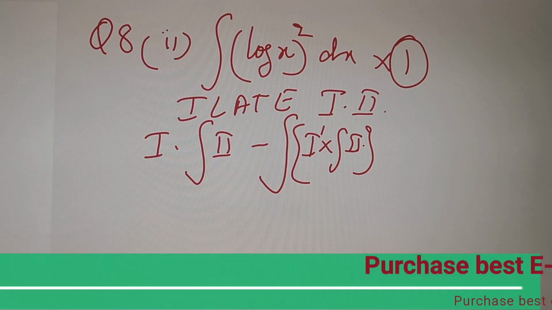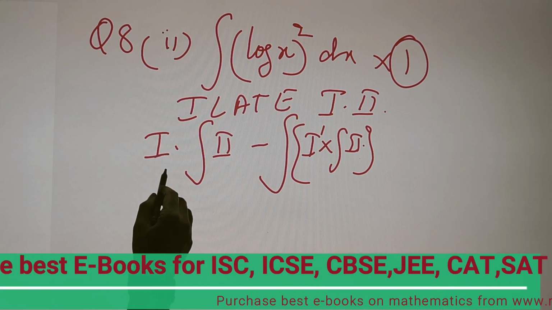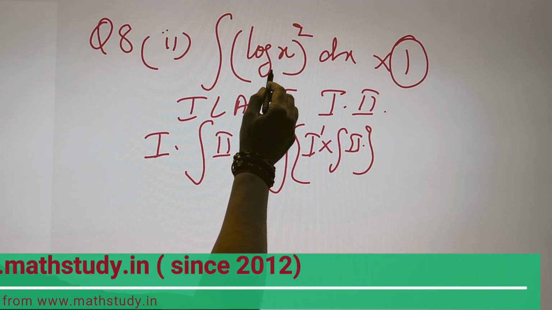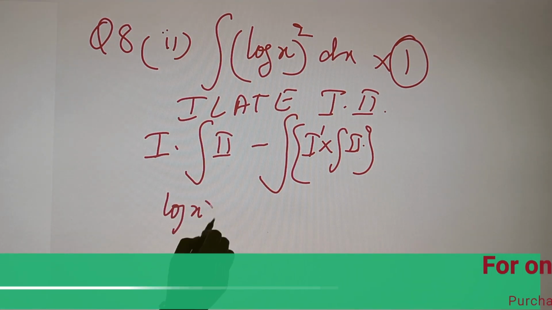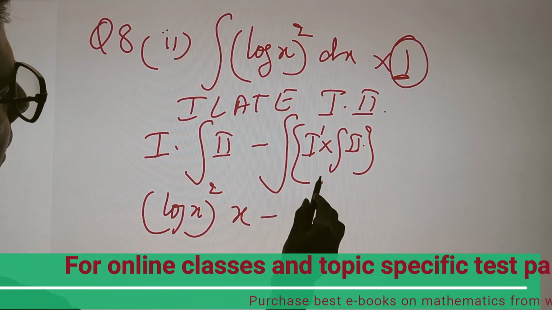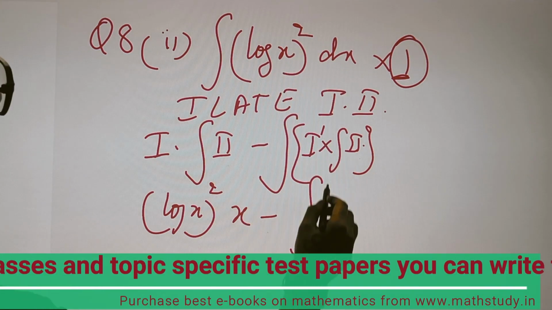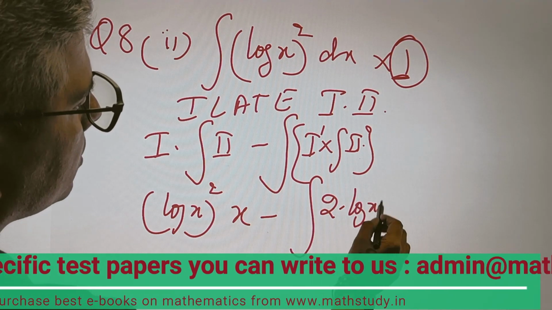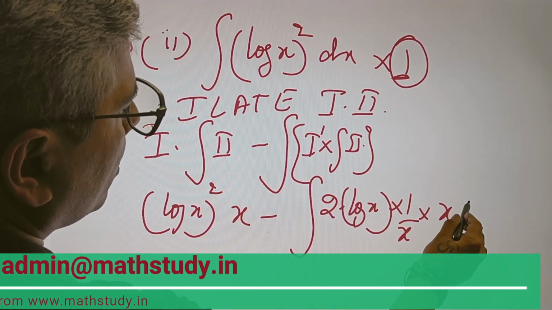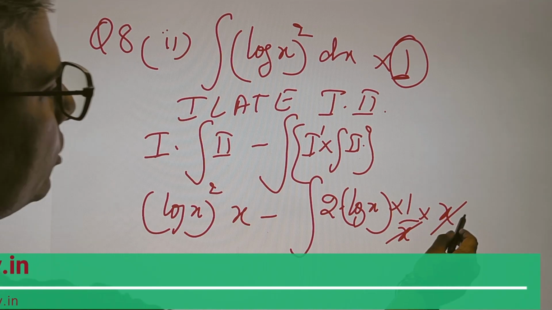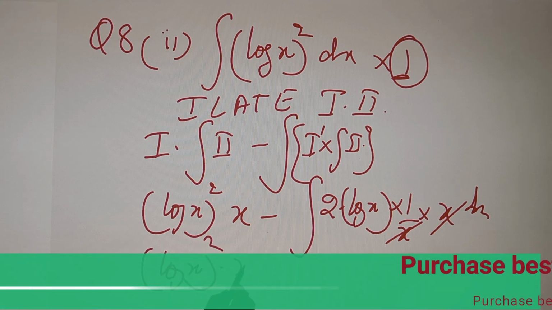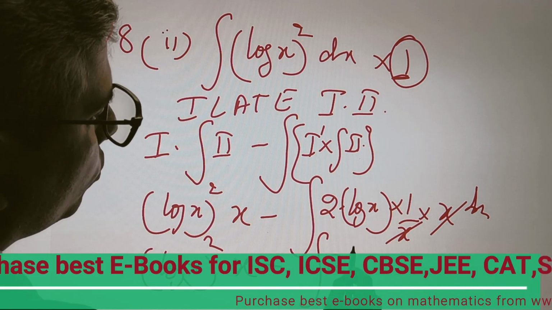Now let's start. So here we have to consider the first function as log x whole square, because we have its derivative available. So log x whole square into integration of 1, we have substituted 1 here, which will give you x, minus integration of derivative of first, that is log x whole square, the derivative is 2 into log x into 1 by x, into integration of 1 which is again x. So this is going to get cancelled, into dx. So our integral will become log x whole square into x minus integration of 2 log x.